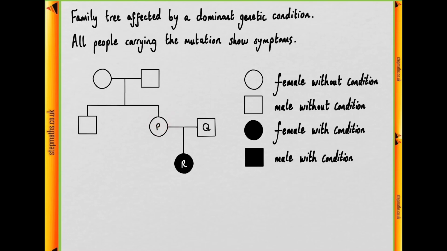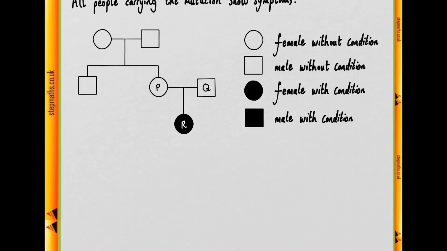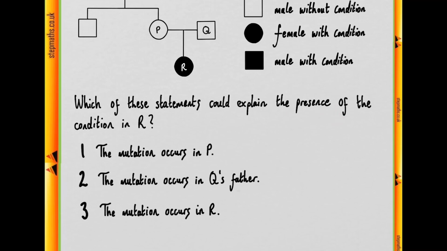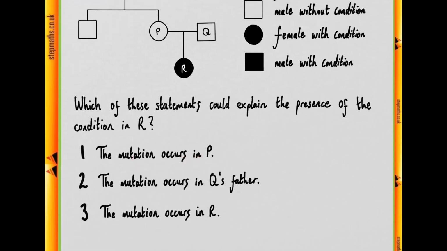Unless, of course, it was a mutation in the germline cells, that being a mutation in the sperm cells or the ova of the parents, and then that could lead to the offspring having the mutation. So we're asked to work out which of these statements could explain the presence of the condition in R. So we've already discussed this a bit, but let's go through our statements.